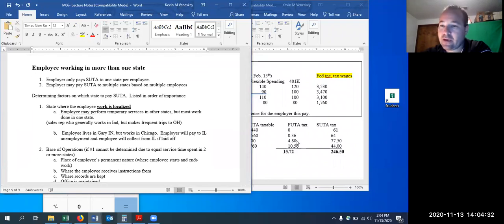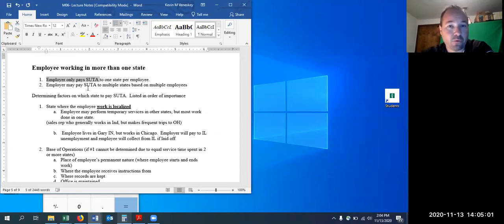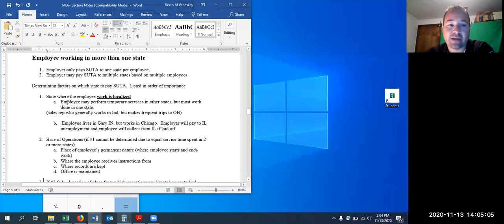Okay, now that we know how to calculate it, let's go back to a few of the rules and regulations, especially if you work in more than one state. The employer doesn't want to have to pay SUTA taxes in more than one state for you. So the key thing is, for only one employee, you're only going to pay into one state. But if you have multiple employees, you could definitely have to pay into multiple states, depending on where that individual employee works the most. So here is the criteria, and these are based in order of importance.